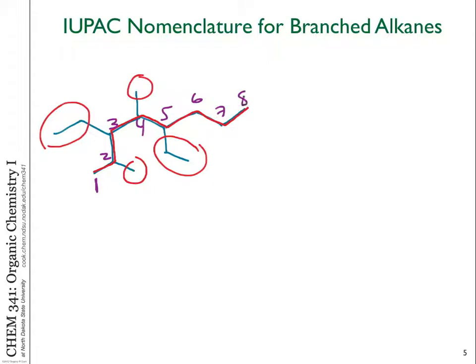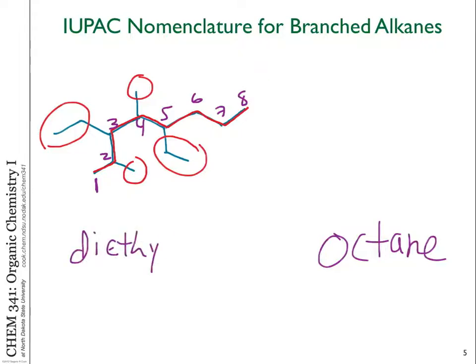So 8 carbons, put that all together, then our name would have a parent of octane, and then we have substituents. So we have 2 ethyls and 2 methyls, and alphabetically, which comes first? Ethyl, good, you know your alphabet. So we have a diethyl, and we have a dimethyl. And I'm going to run out of room here, sorry.